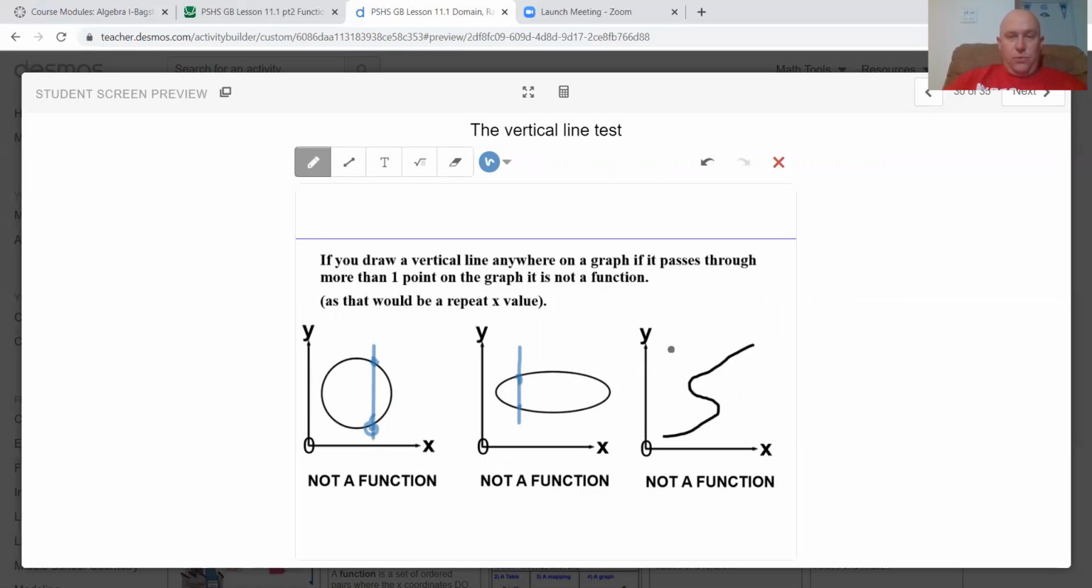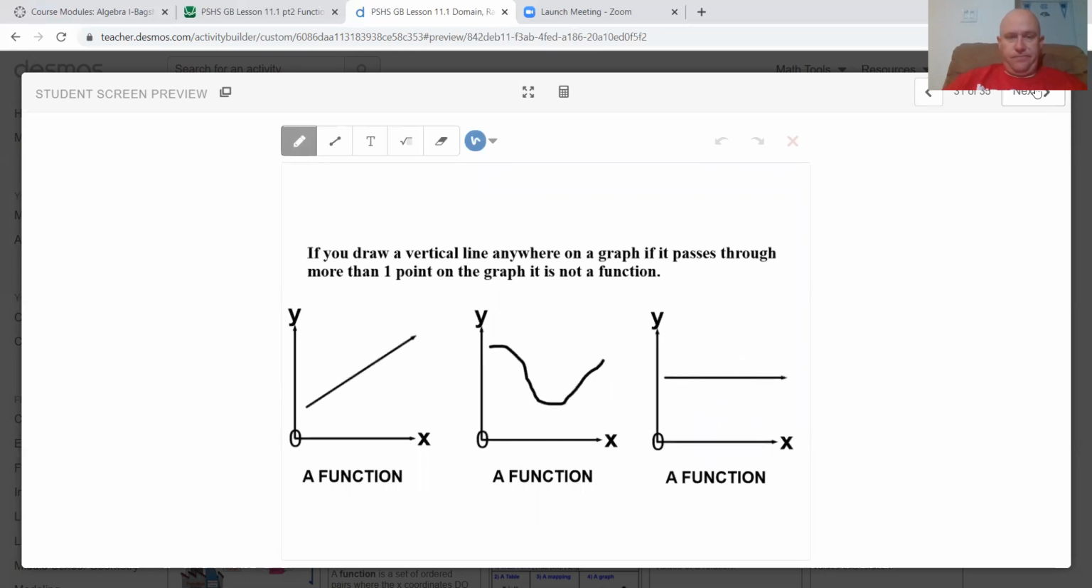Now, you've got to make sure the rule is anywhere on a graph, because you could just draw a vertical line here and say, well, look, it only goes through one point. Or if you draw it here, it only goes through one point. But if you actually draw it here, and I'll try and get it a little more vertical, then it actually goes through one, two, three places. So if it goes through more than one, so as in two or above, then it's not a function, and that's why this would not be a function.